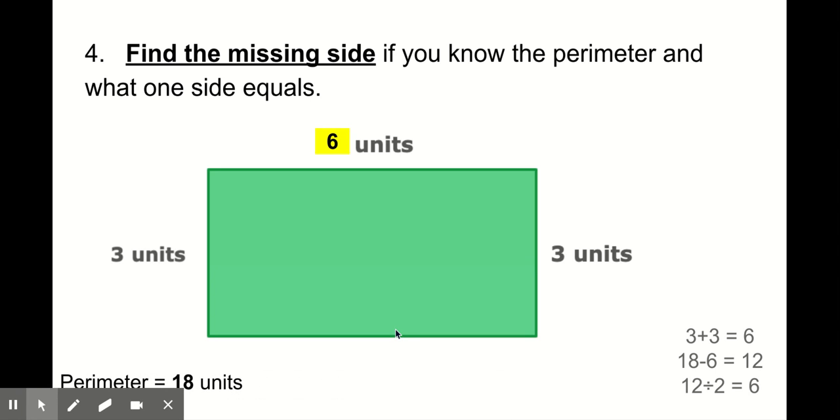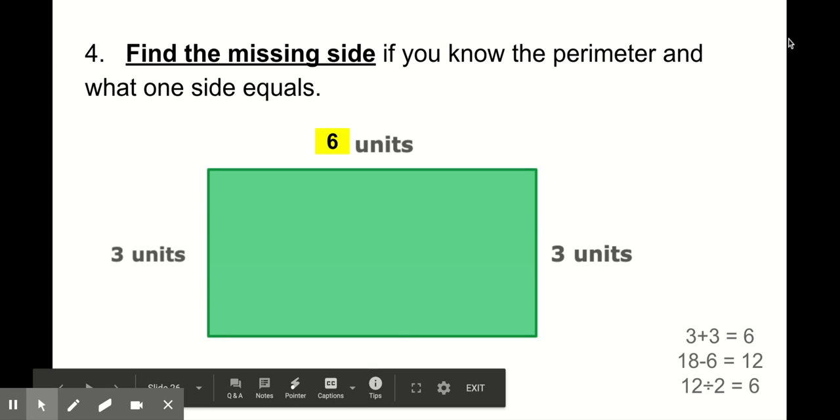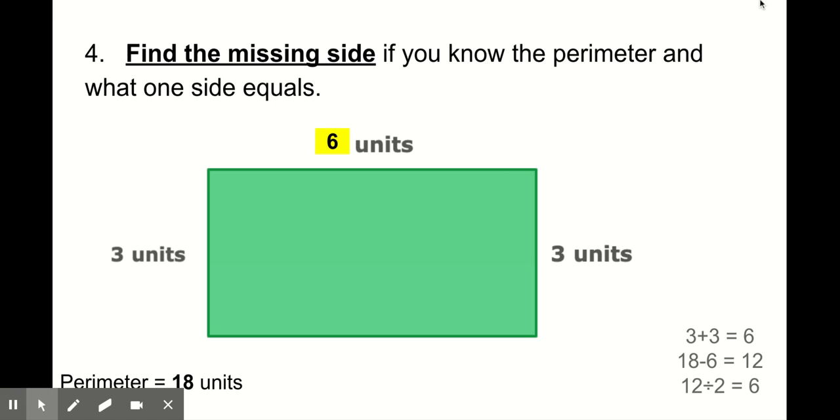So your task is to complete the Google form by using this video and using the examples in the video. I would like you to constantly refer back to this video as you complete the Google form because this is meant to help you and it's meant to be like you are taking notes in class.